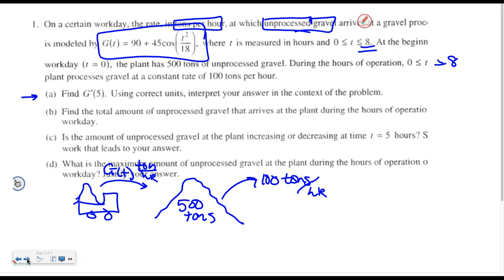First question says, did I give you enough time to enter that in Y1? I actually want it in there. We're going to bring it in using our vars. It says find G prime of 5. I'm going to draw an arrow to what I need to find. How do I go from G to G prime? Take a derivative. How do I do that when I have a calculator?